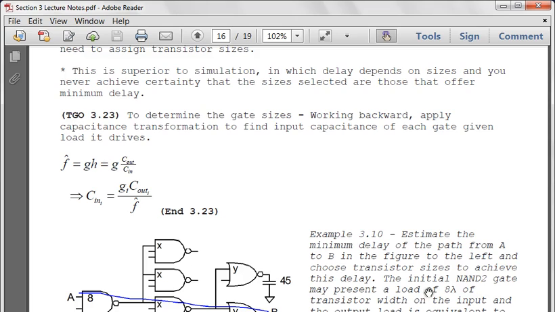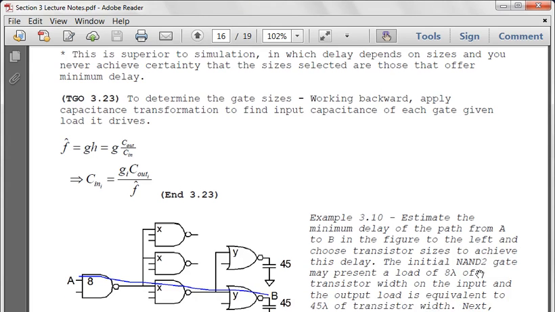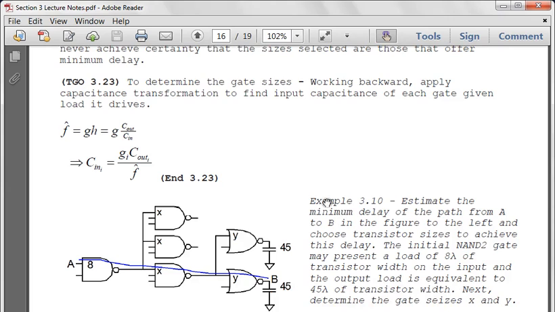Now we have an example question here to show what's going on. Let me read this again to make sure I'm clear. We're working backward to apply the capacitance, so if we're working backward, we have the output capacitance here. Apply capacitance transformations to find the input capacitance of each gate given the load that it drives.